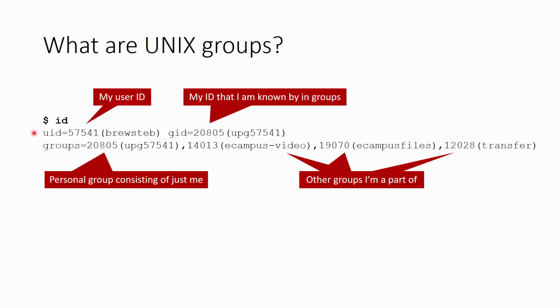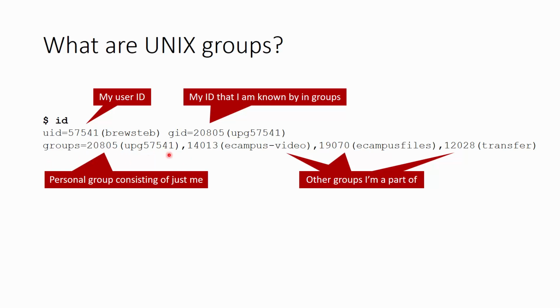If you use the id command, it tells us a bunch of interesting information. When I say id, it tells me what my user ID is on the system. And it'll also tell me my GID. This is my ID that I get known by when I'm in groups. I don't know why it doesn't just use my original user ID, but it doesn't. You get a new ID that you are referred to in groups.